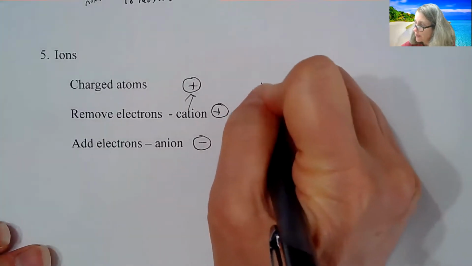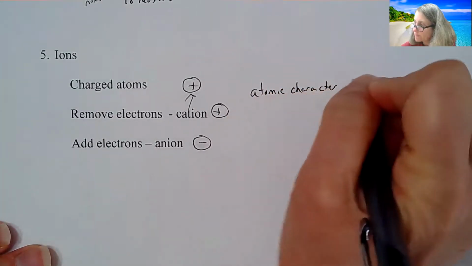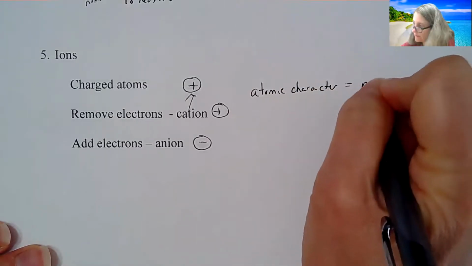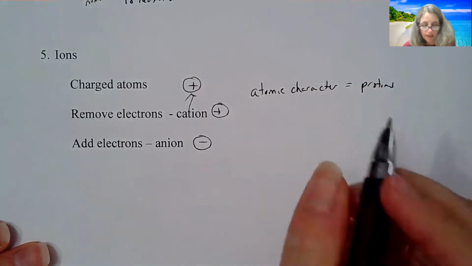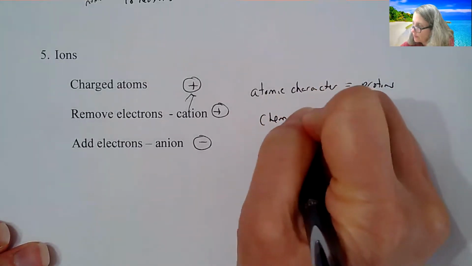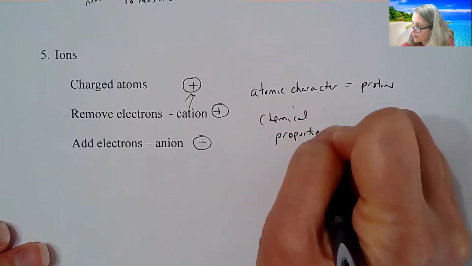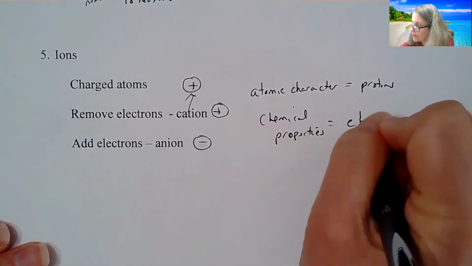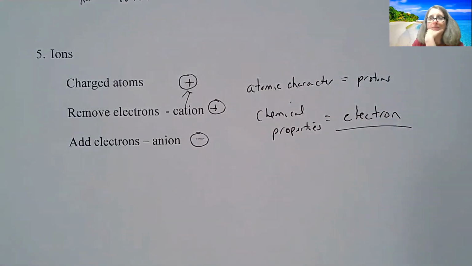But do remember that the atomic character of the element itself is due to its protons, so that tells you exactly what element it happens to be. But do always know that the chemical properties that we are going to be exploring in this class have to do with our friend the electron. That is the most important part. That is what we as chemists look at: it's all about the electron, all about the electron.